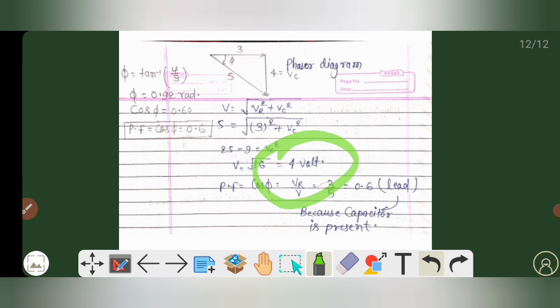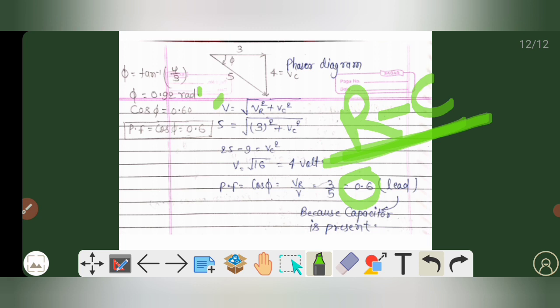Now my dear friends, as you can see here, we have to calculate the value of the power factor, that is cos phi. From this phasor diagram, my dear friends, we can easily calculate the value of the power factor, that is cos phi, and cos phi will be equal to 3 by 5, and that will basically come out to be 0.6. My dear friends, as we know, in case of series RC circuit, the overall circuit is leading in nature because of the presence of the capacitor.